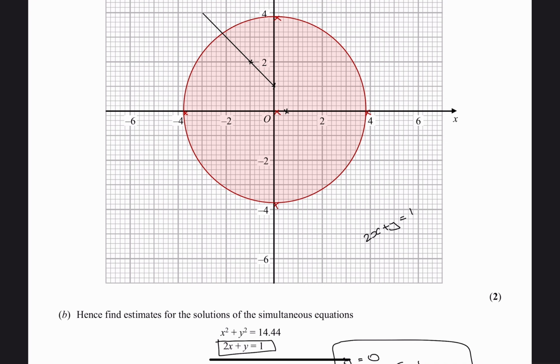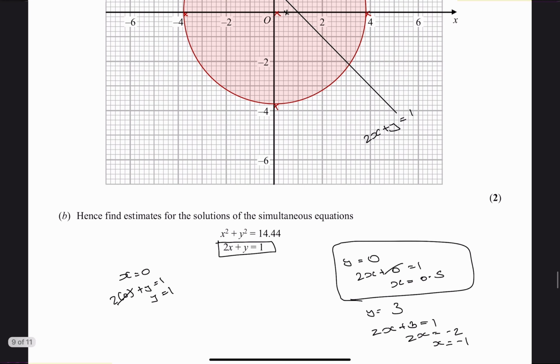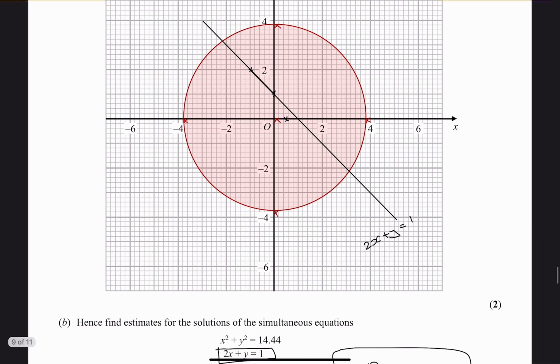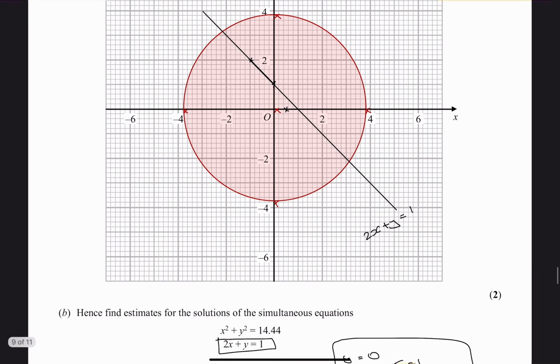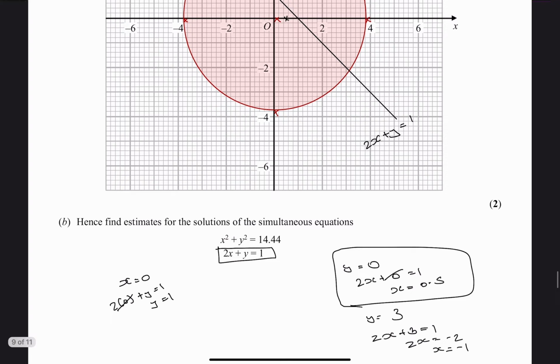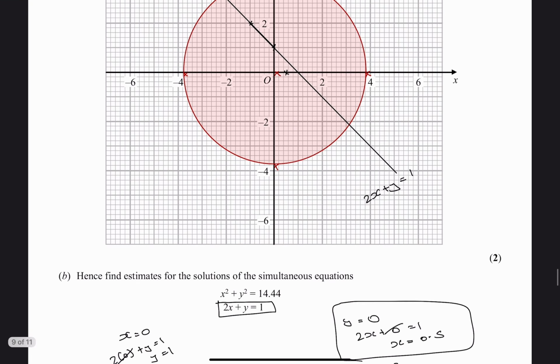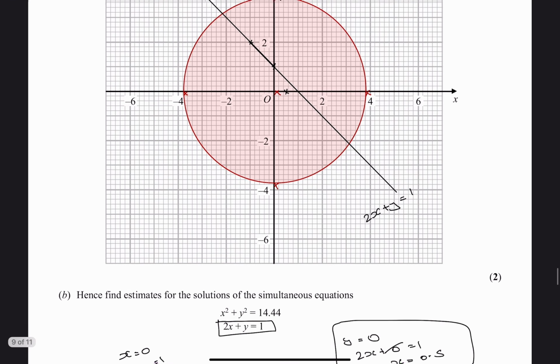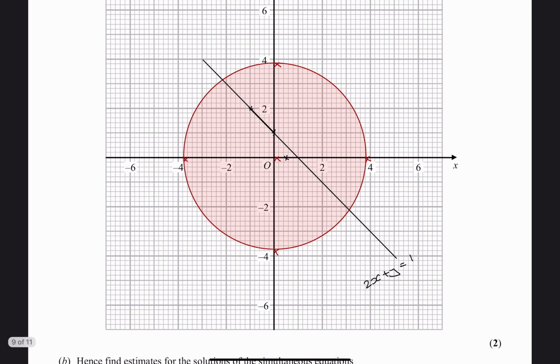And then the next one, you can see it's a bit more accurate. Are we sure? Sorry. What's the gradient? No. What's the number? X is minus 1, y is 3. Sorry, I drew it on 2. My bad.